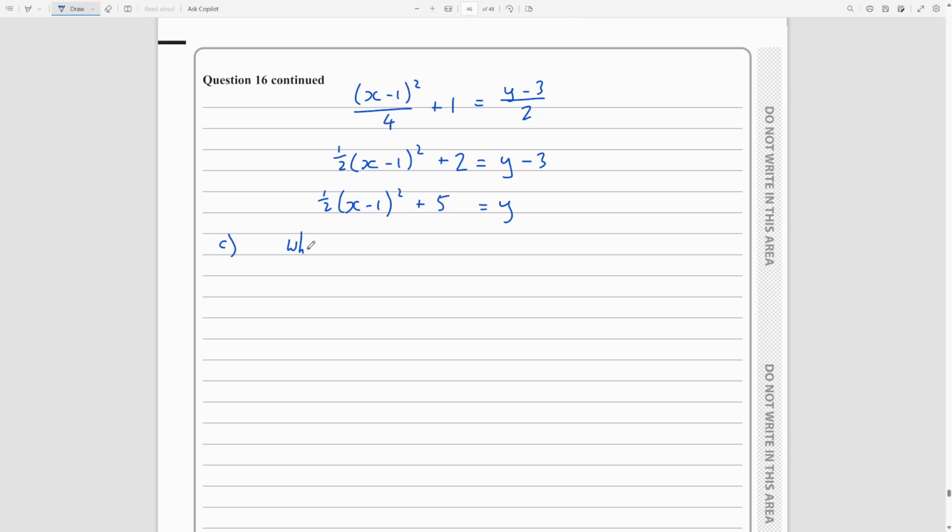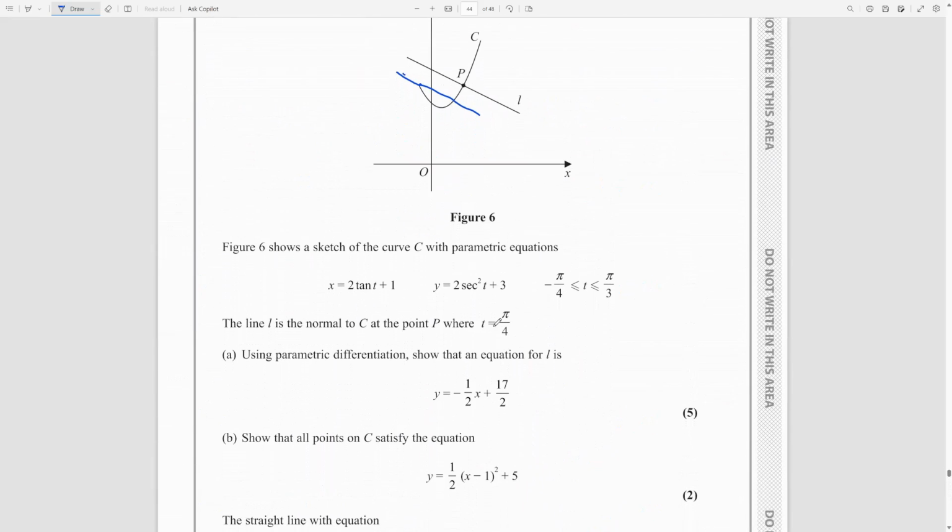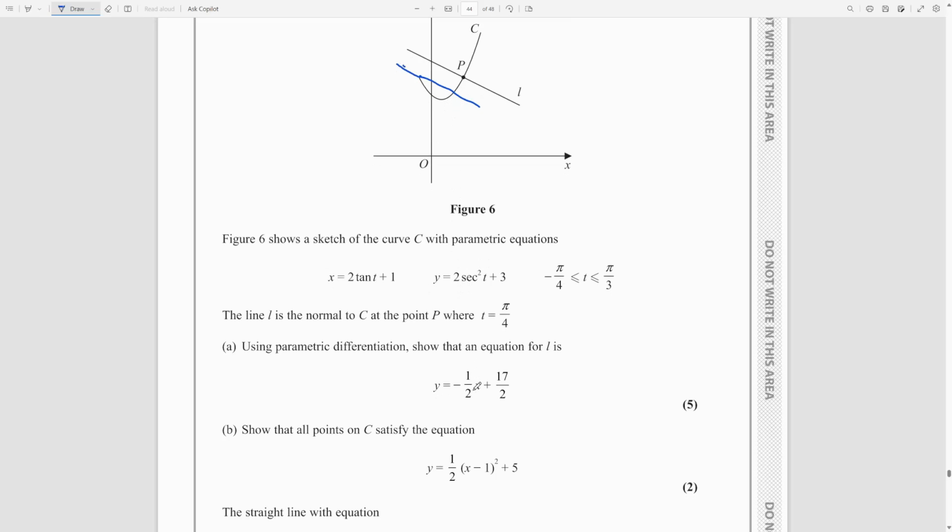So when t is minus pi over 4, we get x equals minus 1 and y equals, I'll scroll back up, well, we put negative pi over 4 into there, so we can work out cos of negative pi over 4. I'm working out what sec squared of it is, by the way. 1 divided by that and square it, times it by 2 and add 3. So y is going to be 7. So the coordinates here are negative 1, 7.